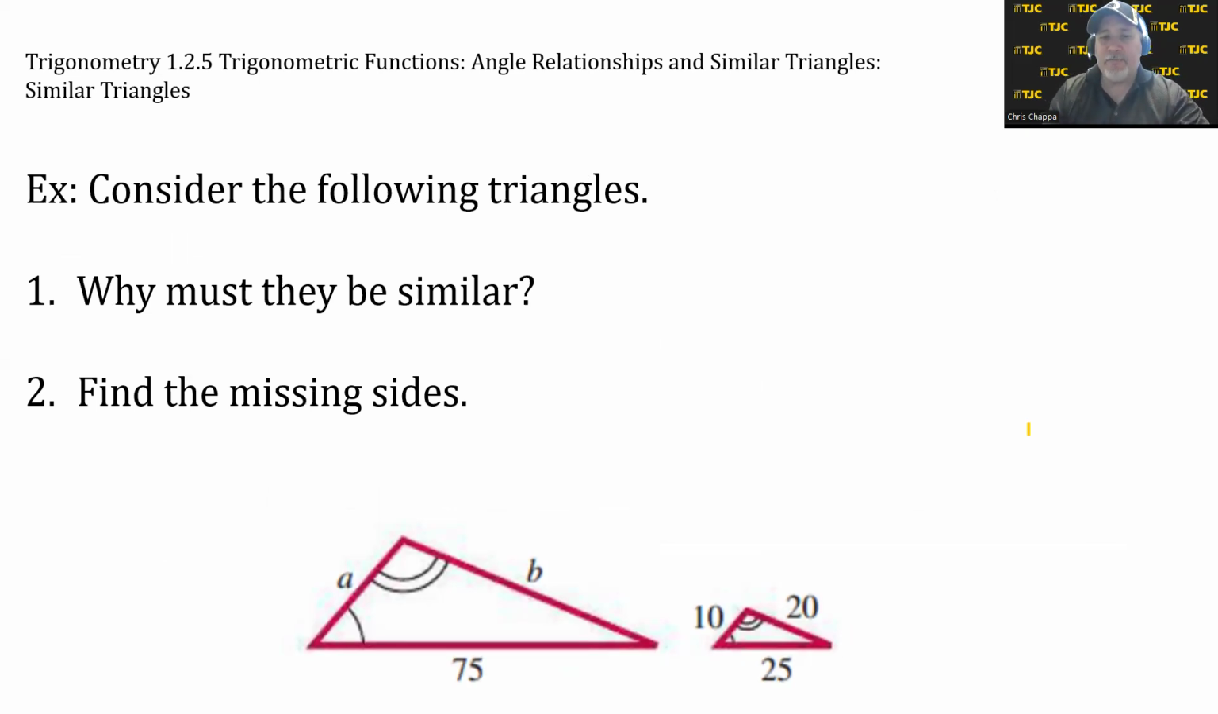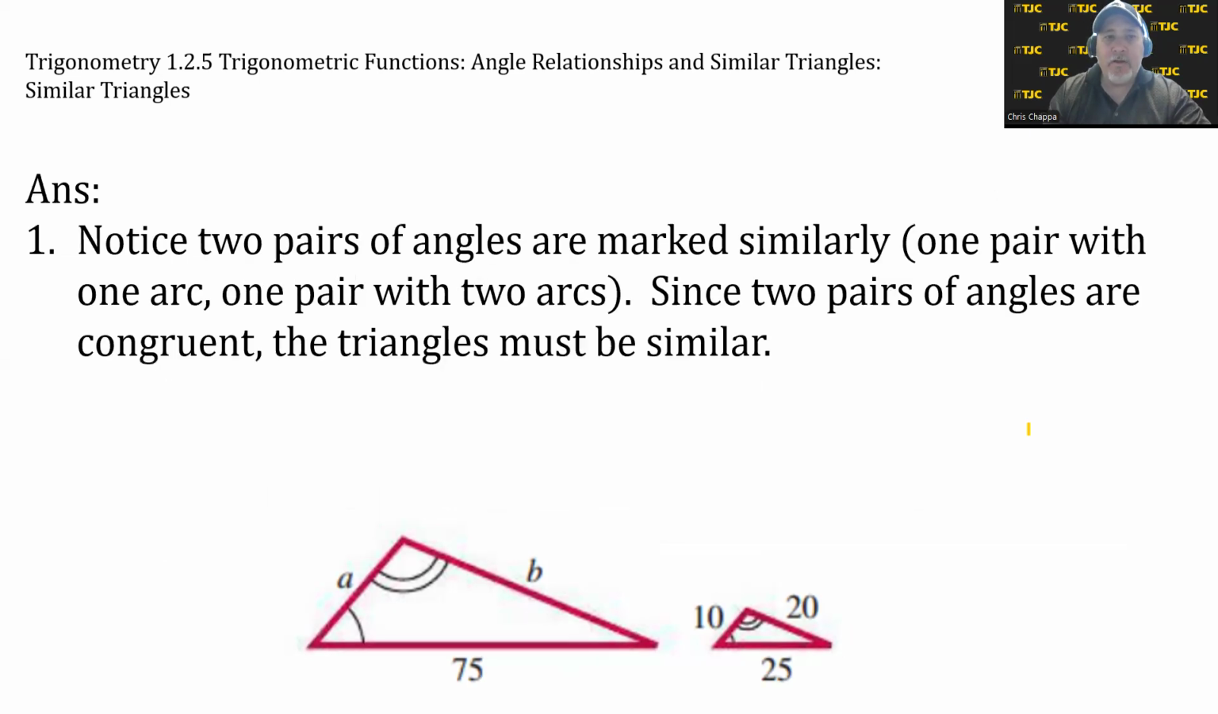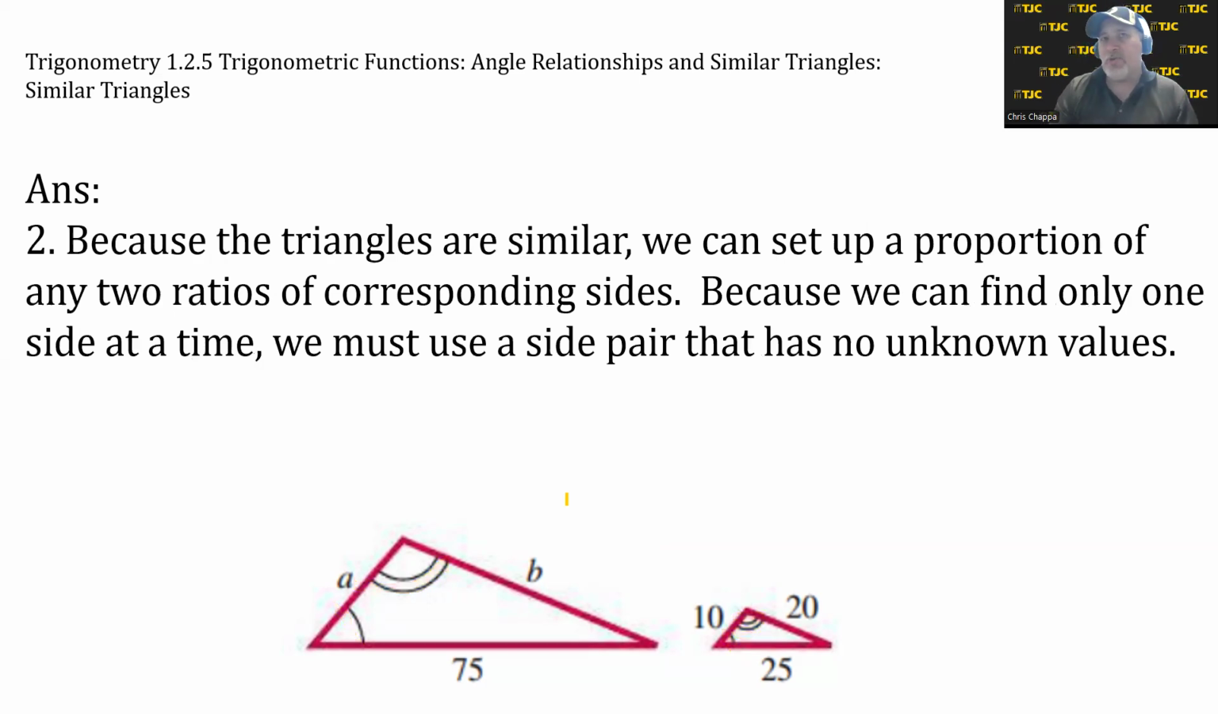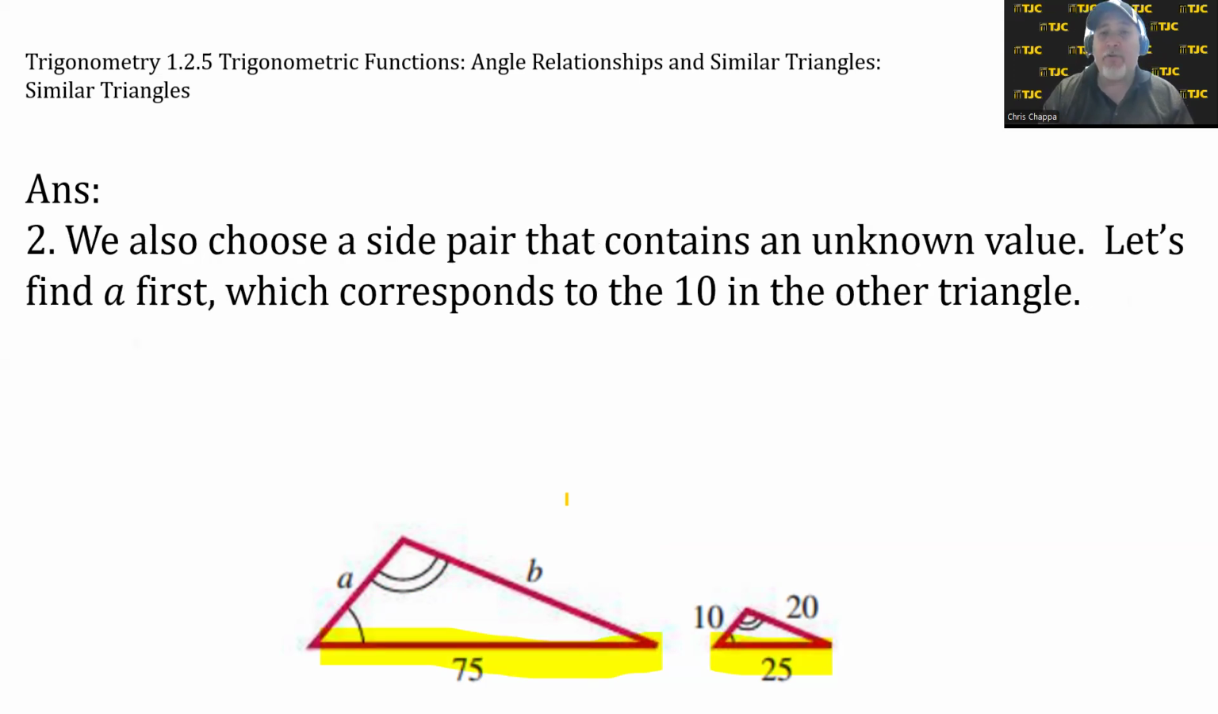Find the missing sides. Well, the reason they're similar is that two pairs of angles are marked similarly. One pair is marked with one arc and another pair is marked with two arcs. Since two pairs of angles are congruent, the triangles must be similar. And because the triangles are similar, we can set up a proportion of any two ratios of corresponding sides. I should clarify that a proportion is an equation that equates two ratios. Now, because we can find only one side at a time, we must use a side pair that has no unknown values. That would be the two on the bottom, the 75 and the 25. So we're going to set up a ratio with those.